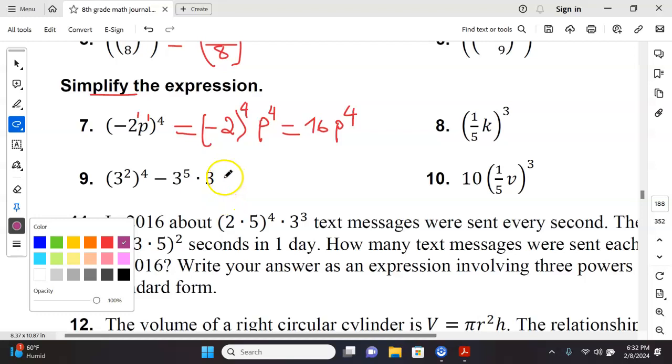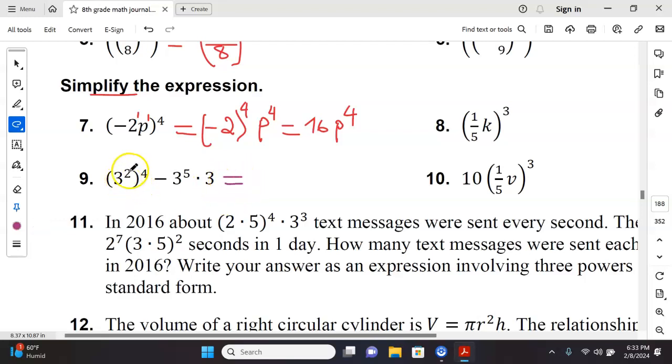Okay, next one. I see there's a power raised to a power rule right there. So you're going to take 2 times 4, which gives me 3 to the 8th. Then minus, think of there's a 1 on top of the 3, meaning 3 to the 1st power. You're supposed to multiply first before you subtract. So 3 to the 5th times 3 to the 1st, same base, we add the exponent. That's going to give you 3 to the 6th.